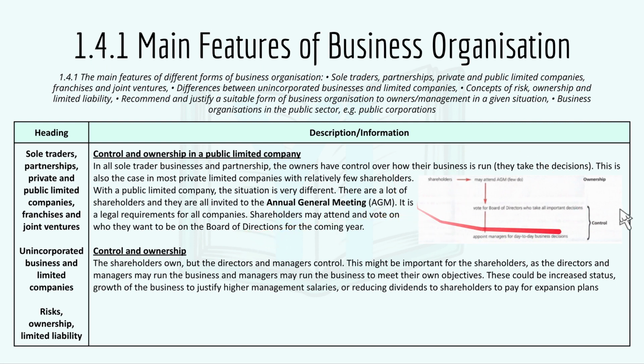So here's the chart or diagram of the control and ownership. The shareholders own, but the directors and managers control. This might be important for the shareholders, as the directors and managers may run the business to meet their own objectives. And this could be increased status, growth of the business to justify higher management salaries, or reducing dividends to shareholders to pay for expansion plans.